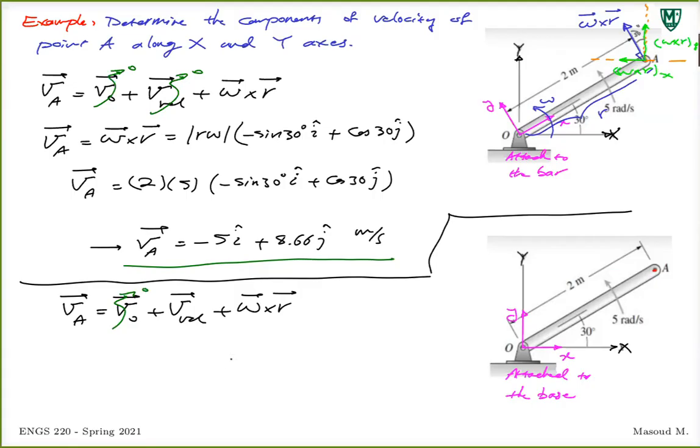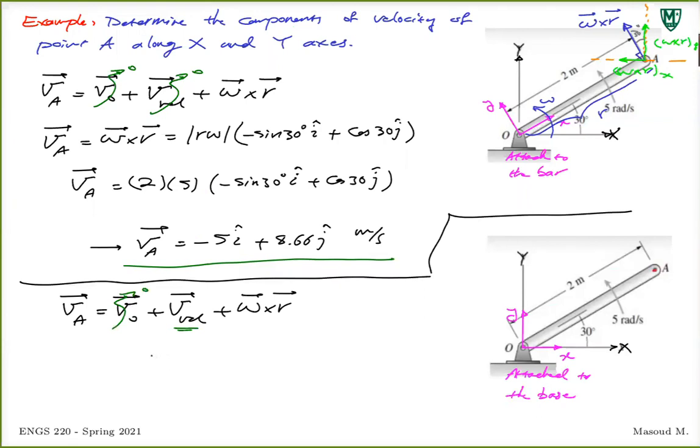V relative. Now, you freeze your local frame. This is your local frame. Freeze it. You have this bar rotating. Because the local frame is attached to the base, your bar can still rotate. So there is a relative motion between point A and your frame. So this is not 0 anymore. We'll look into it.